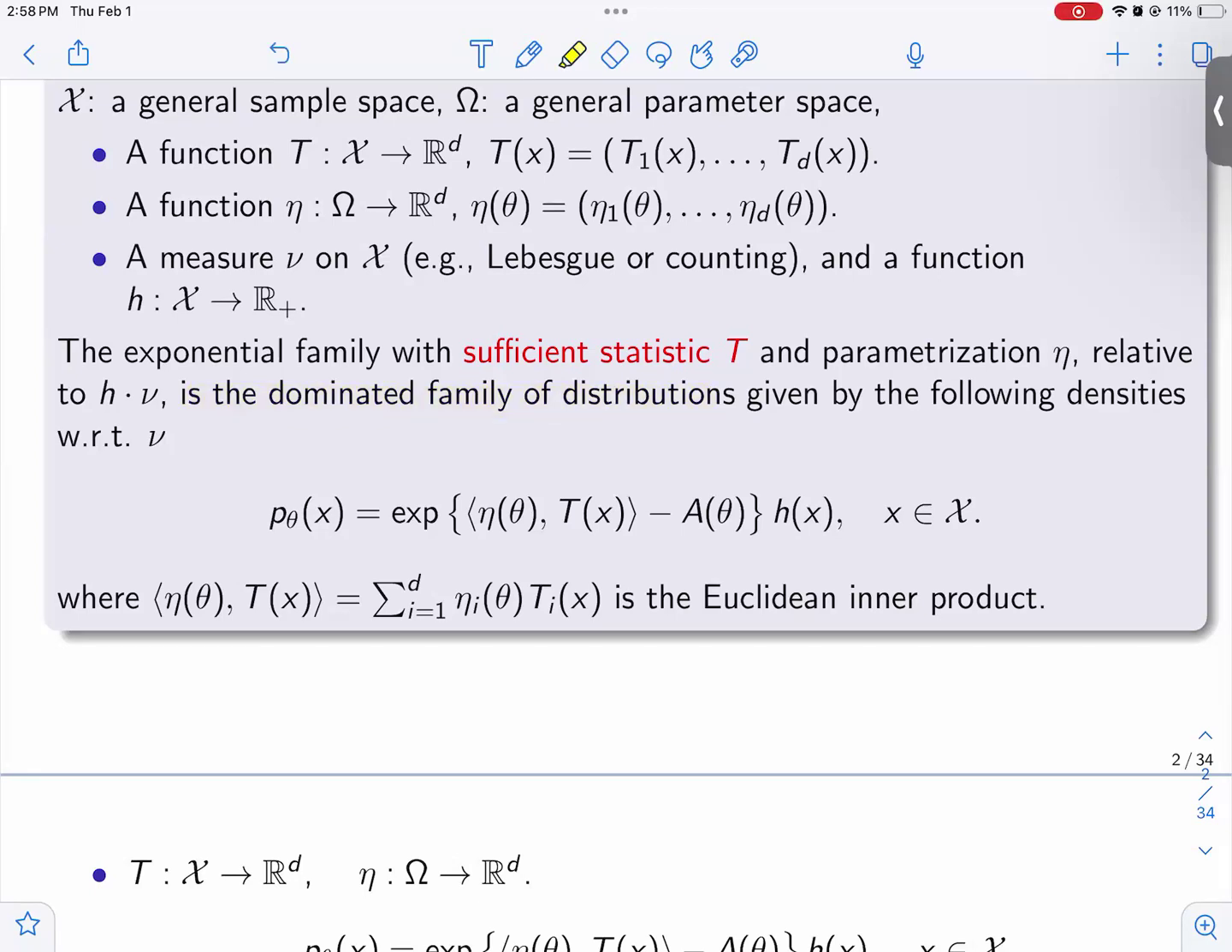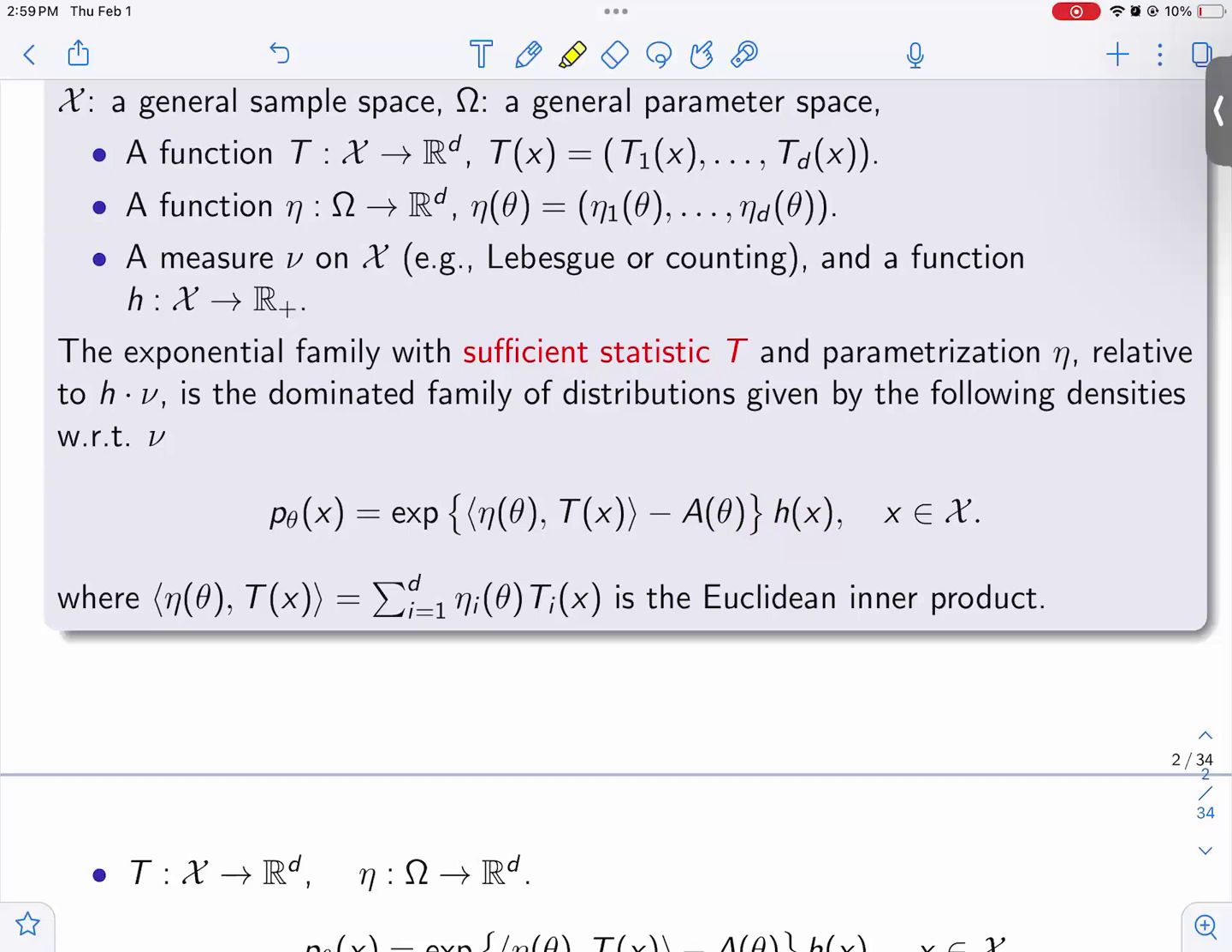Or h nu if you want, if it has this parametric form for the density. Okay, so exponential of the inner product of eta theta and t of x, minus something that allows me to normalize this to be a probability distribution, and then this h of x here. This is called an exponential family because you can see there is an exponential here. And it's a family of distributions because I have parameter theta that I can vary.